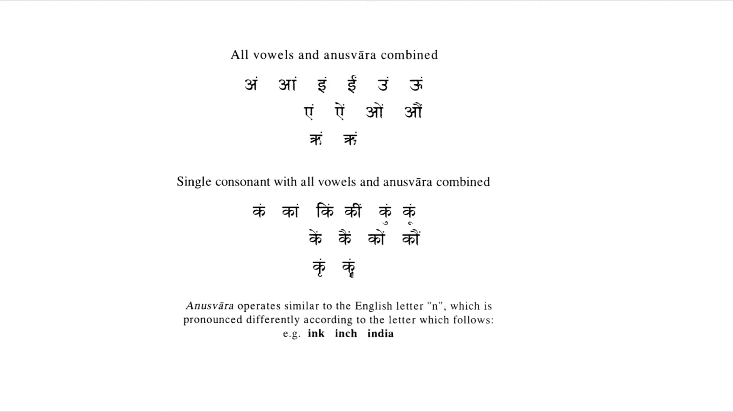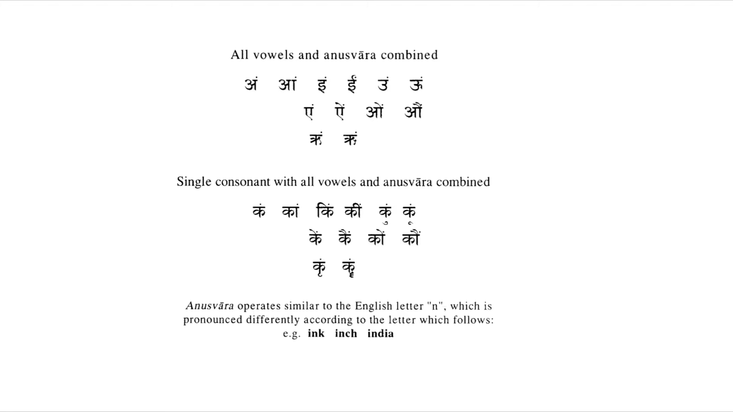The single consonant ka, with all the vowel sounds and anusvara combined. Kam, kim, kum, kaim, kom, kaum, krim. Although it was mentioned that anusvara is used as an ending, it can also be used internally to represent any of the 5 nasal sounds.